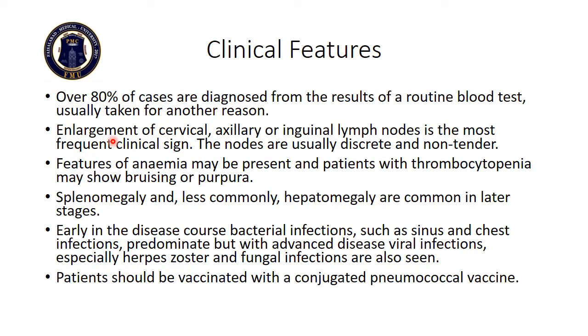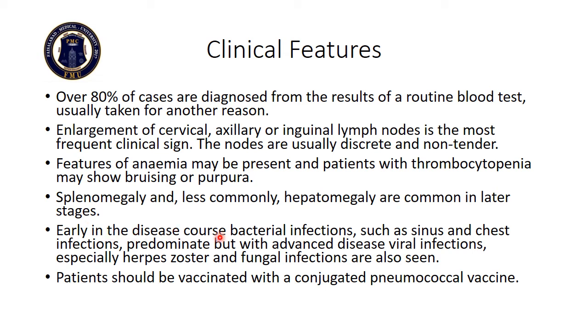Clinical features. Over 80% of the cases are diagnosed from the result of routine blood tests, usually taken for another reason. Enlargement of cervical, axillary, or inguinal lymph nodes is the most frequent clinical sign. The nodes are usually discrete and non-tender. Features of anemia may be present, and patients with thrombocytopenia may show bruising or purpura. Splenomegaly and, less commonly, hepatomegaly are common in later stages.